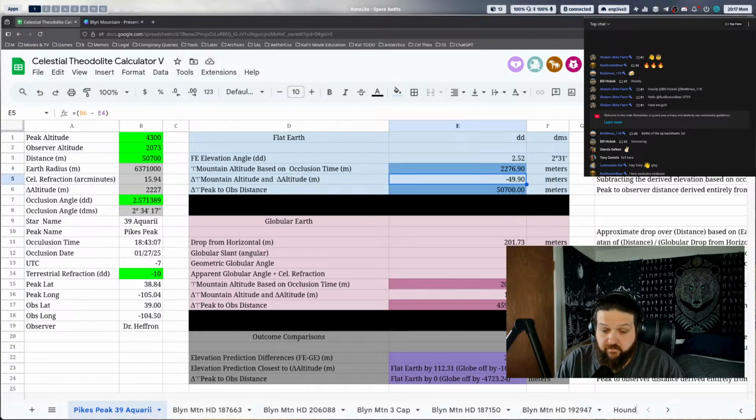No, it's not, because you're not accounting for drop and refraction. We already did. That's in the occlusion prediction, because you would have a different time. You would have a different time for occlusion.